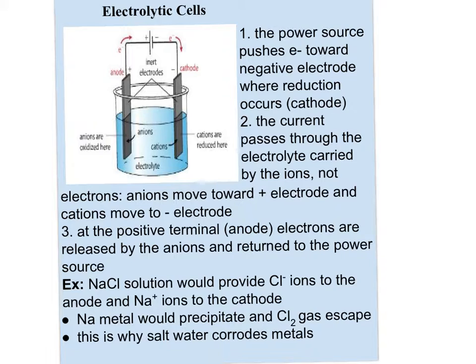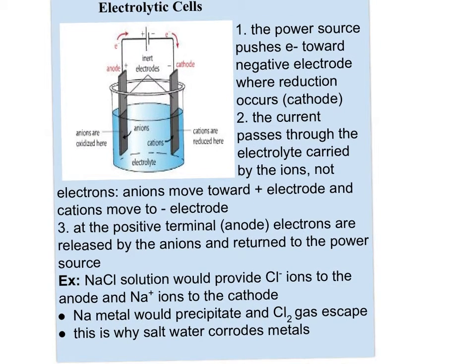So unlike a voltaic cell, an electrolytic cell all takes place in one cell or one container. And the power source, you can see it up on the top, here's the symbol for it, is going to push electrons toward the negative electrode, and that's where reduction is going to occur. So here I see the electrons being pushed out from the negative end of the battery. Electrons are going to pile up at the cathode, and since gaining electrons is reduction, cations are going to be reduced here. So your metal ions could come and be reduced at the cathode.